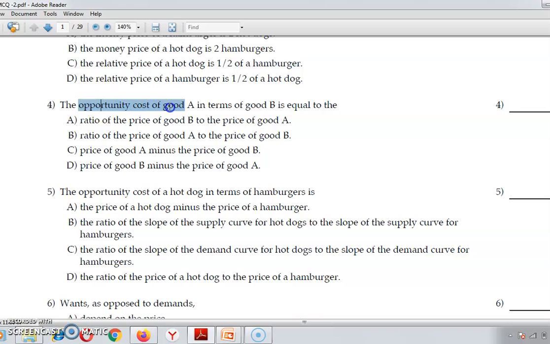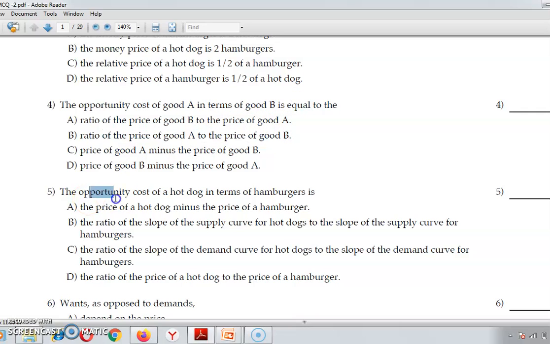अर्को हेरौं, the opportunity cost of good A in terms of good B is equal to, the ratio of the price of good B to the price of good A, the ratio of the price of good A to the price of good B, the price of good A minus the price of good B, the price of good B minus the price of good A. यसको आन्सर के हुनेछ अपर्चुनिटी कस्टमा हाम्रो? B, the ratio of price of good A to the price of good B.